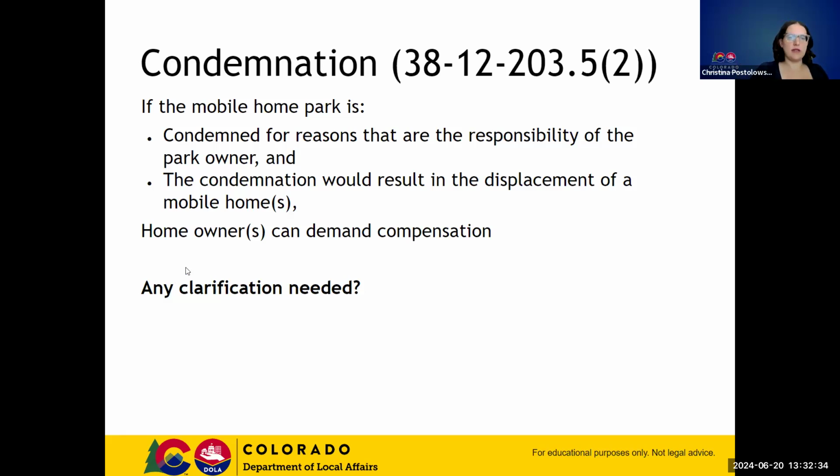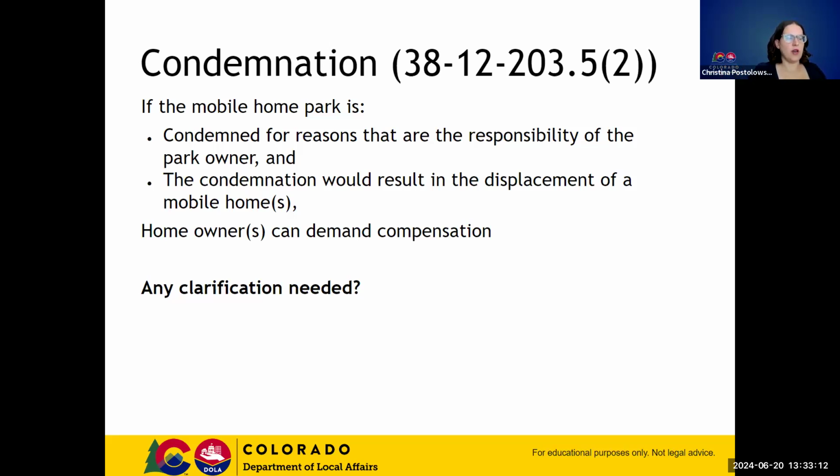The statute says condemned for reasons that are the responsibility of the park owner. I think that suggests, yes, if there is a lack of maintenance by the landlord for things the landlord is responsible for maintaining, and that's the reason for the condemnation, then a homeowner can demand compensation. I don't know if there are other things that would be the responsibility of the park owner that could lead to a condemnation. So that's probably something for us to do a bit more research on.